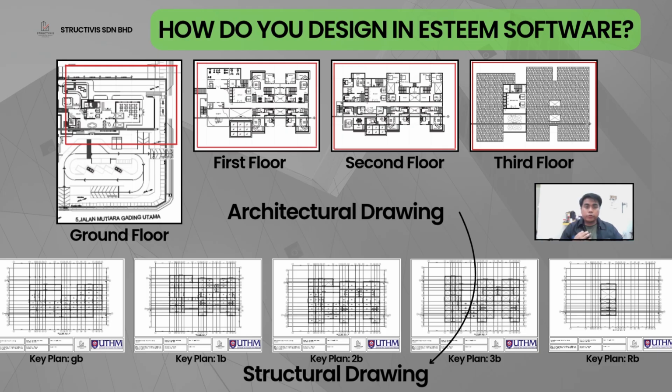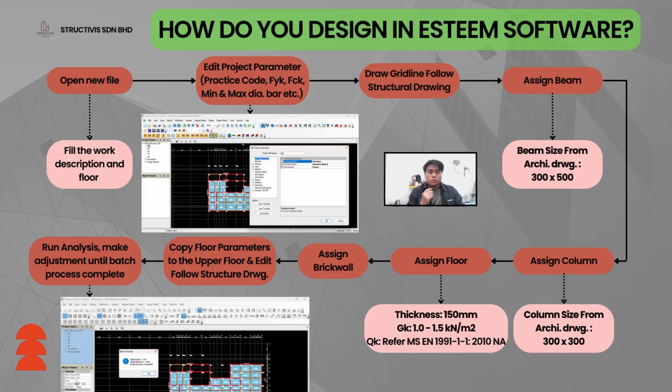To design in STM software, we have first to convert the architectural drawing into structural drawings. So here's the process to design in STM software. We can start by opening the new file and filling in the work description and floor parameter. Next, we need to edit the project parameters such as the practice code, the value of FYK, FCK, minimum and maximum diameter bar, and many more.